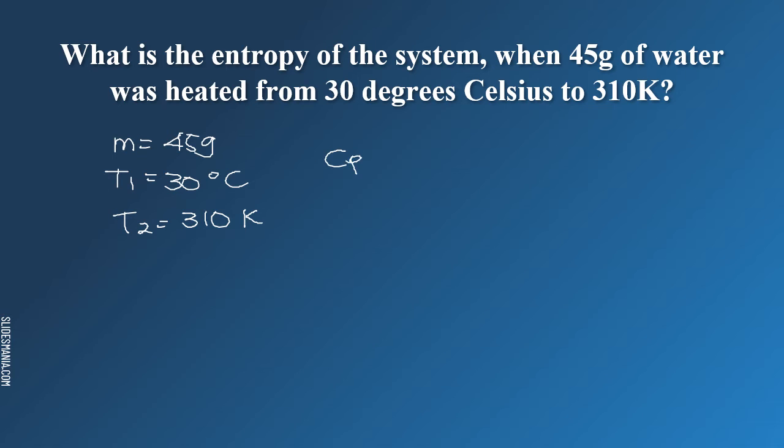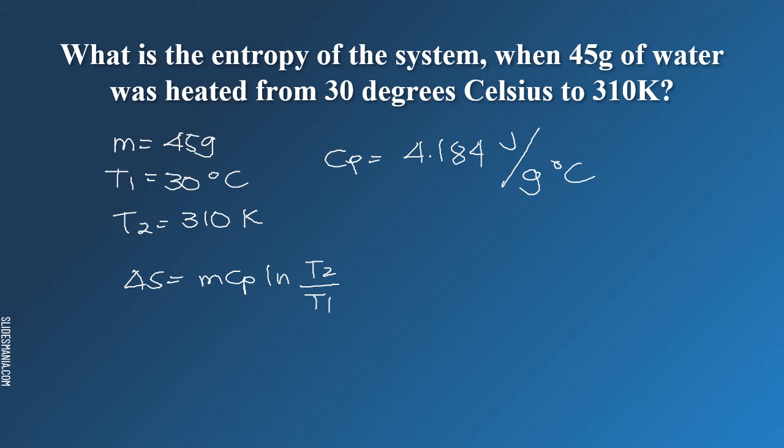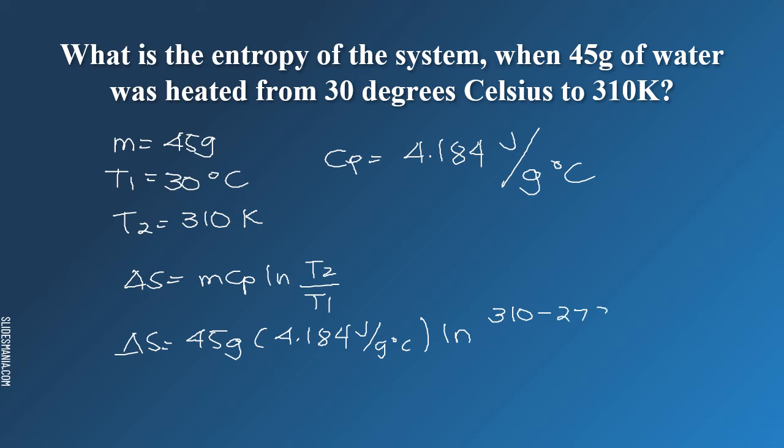So what will be the Cp that we are using? This will be 4.184 joules per gram degree Celsius. So we have delta S is equal to mCp ln of T2 per T1. That is 45 times Cp times ln of T2, which is 310 minus 273, over T1, which is 30.